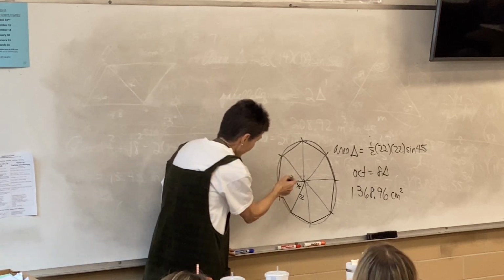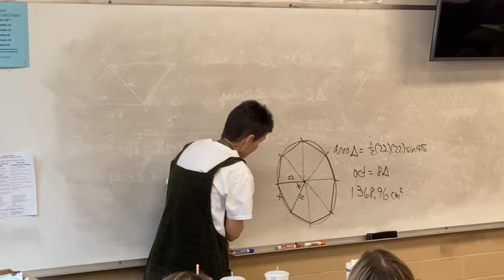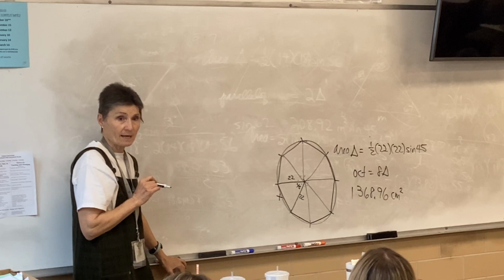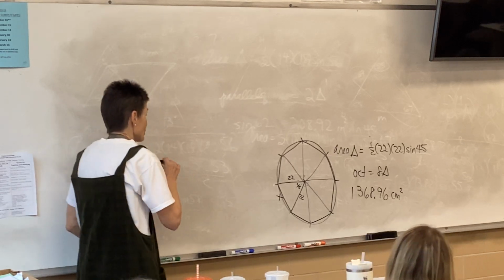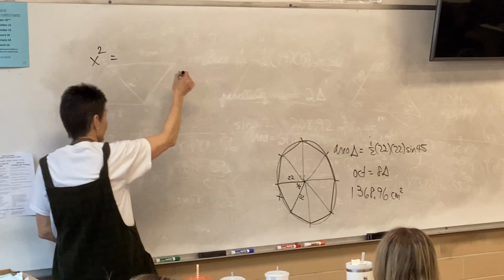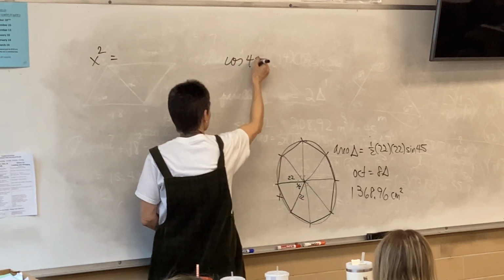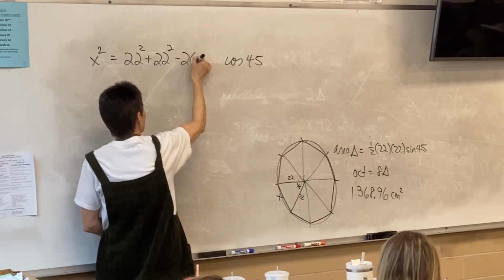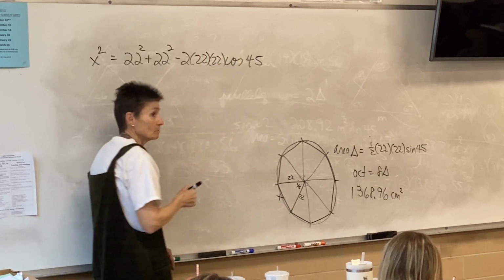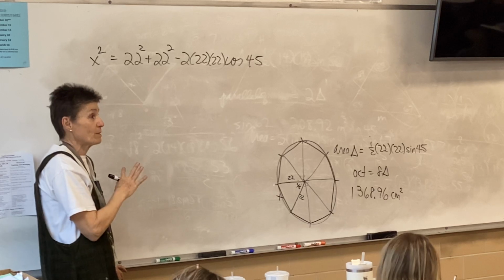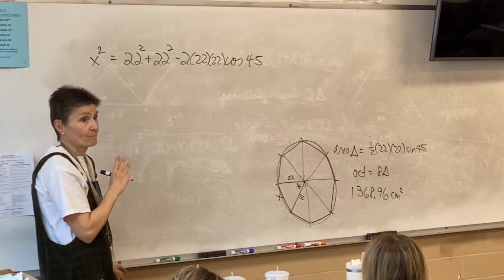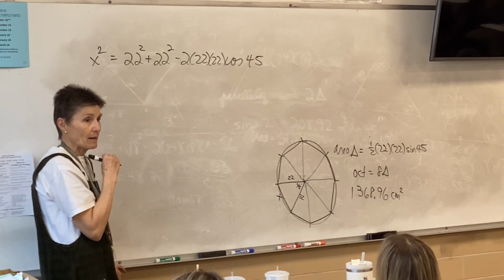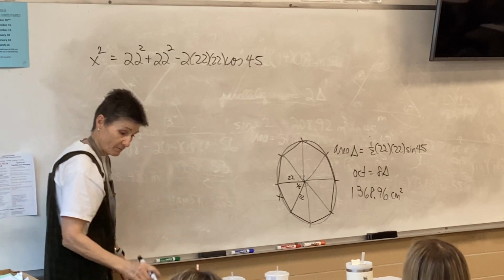So let's look at that triangle. How can I find the length of that side? Law of cosines, right? So, x squared equals 22 squared plus 22 squared minus 2 times 22 times 22 times cosine 45. So this is problem 3 now. This is number 3. I did 4 accidentally, wrongly. And now we're doing 3. So, I can figure out what that is.